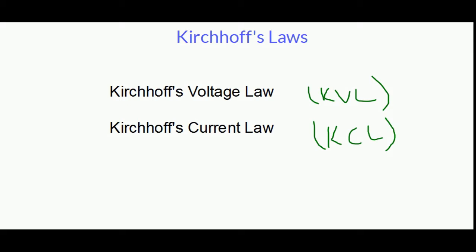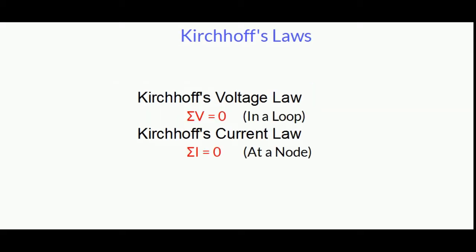Let's get a brief intro about KVL and KCL. According to KVL, the algebraic sum of all the voltages in a loop must be equal to 0. In a loop, we have voltage rise and voltage drop. We take voltage rise as positive and voltage drop as negative, and the algebraic sum of all the voltages in a loop must be equal to 0.